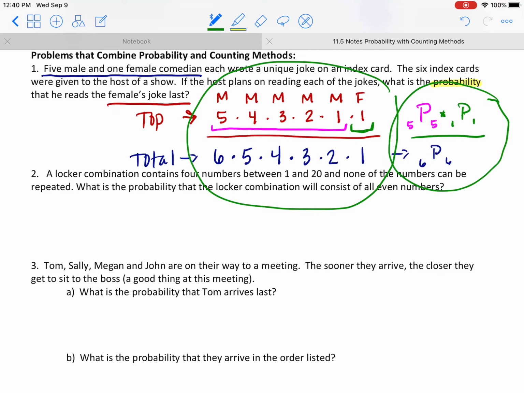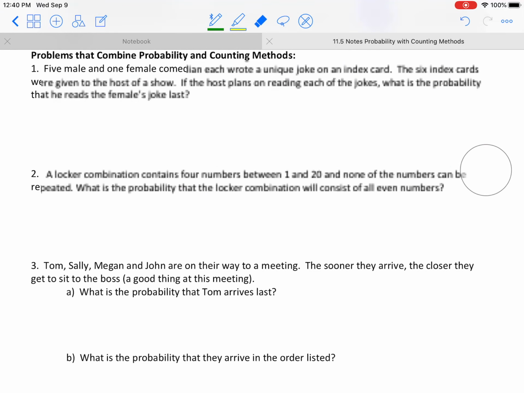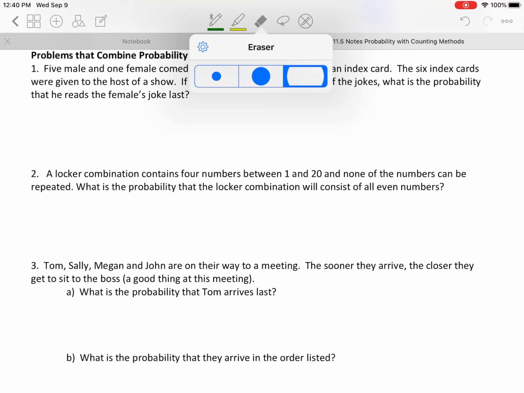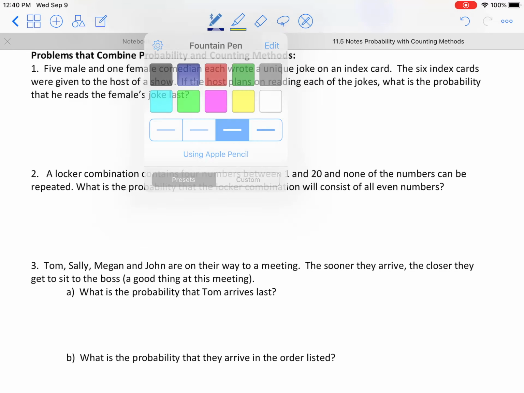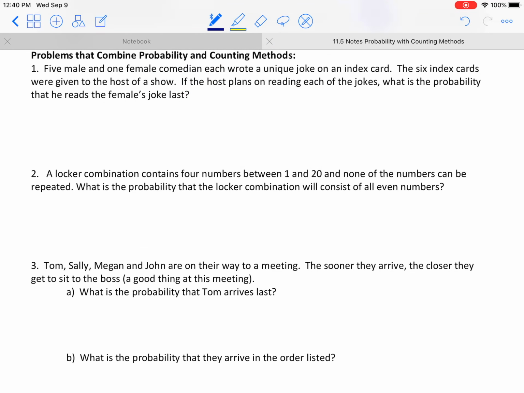Now I'm actually going to clear this out and do this again with you so we can make sense of it just one more time. Sometimes going over it a couple times makes it a little bit clearer. Okay, so we want, again, the probability that a female joke is going to be written last.